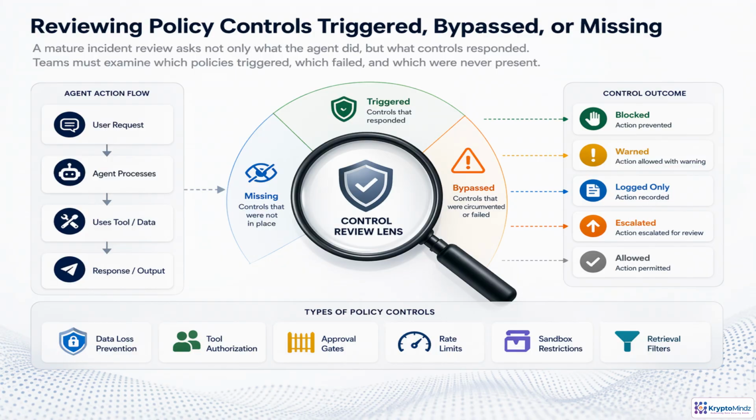Next, trace the agent's path against the control layer, not just the final bad outcome. For each step, ask which policy should have applied: DLP, tool authorization, approval gates, rate limits, sandboxing, or retrieval filters. Compare expected behavior with what actually happened. Did the control block, warn, log, escalate, or simply allow? Bypasses often come from vague policy language, weak enforcement points, bad sequencing, or gaps in coverage. Missing controls matter too, because they show where prevention, detection, or impact reduction should be added.